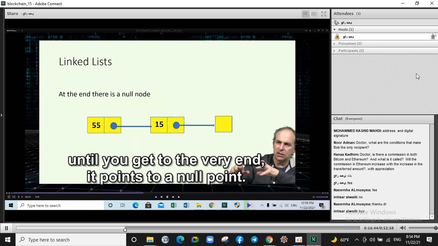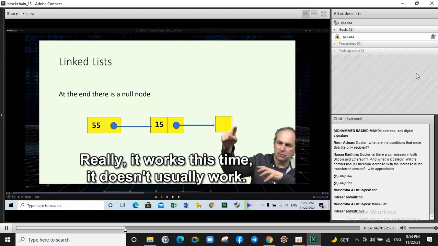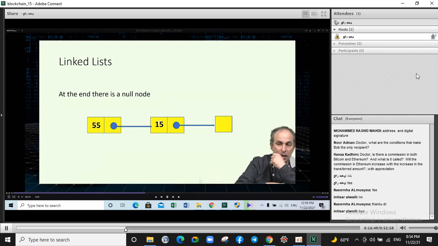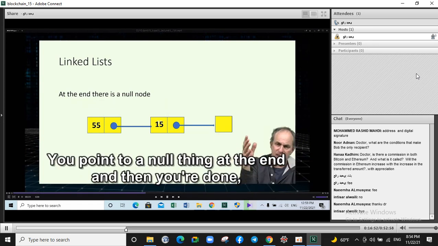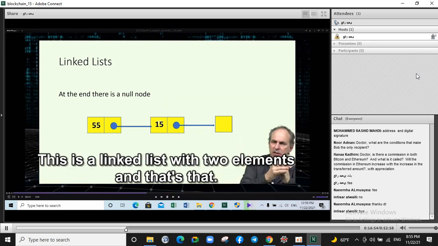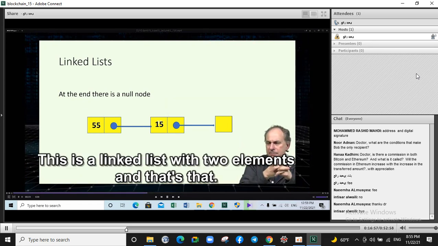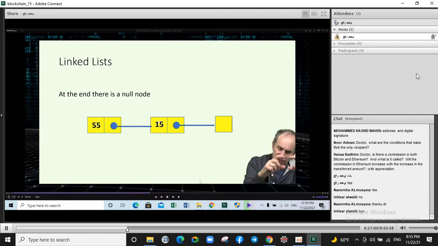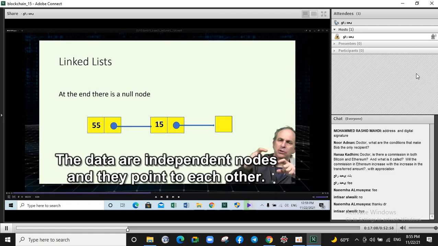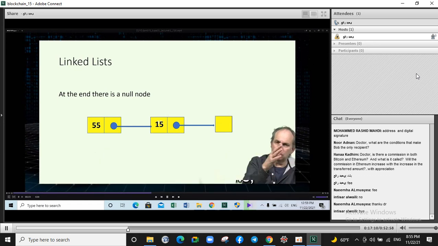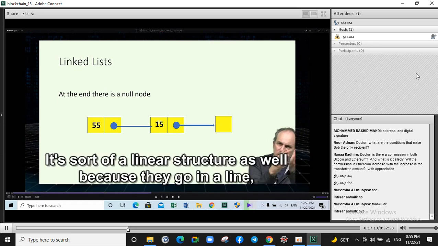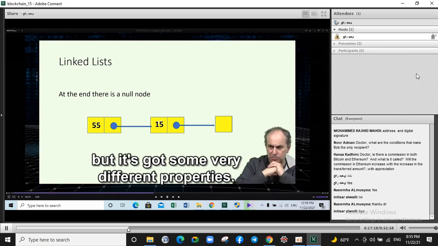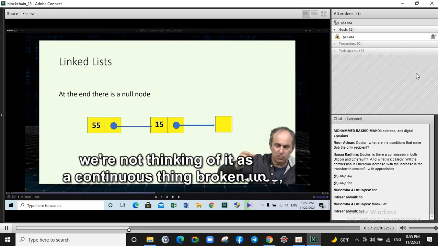So what we've got is these independent nodes pointing to each other until you get to the very end. It points to a null pointer. Oh, really? That works this time. It doesn't usually work. Okay, you point to a null thing at the end, and then you're done. So this is a linked list with two elements, and that's that. So the nodes with the data are independent, and they point to each other. It's a linear structure as well, because they go in a line, but it has some very different properties.